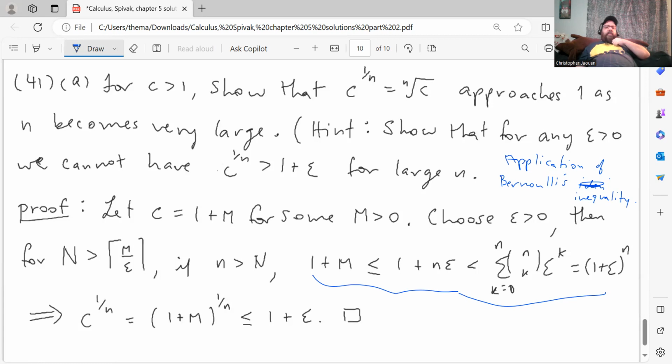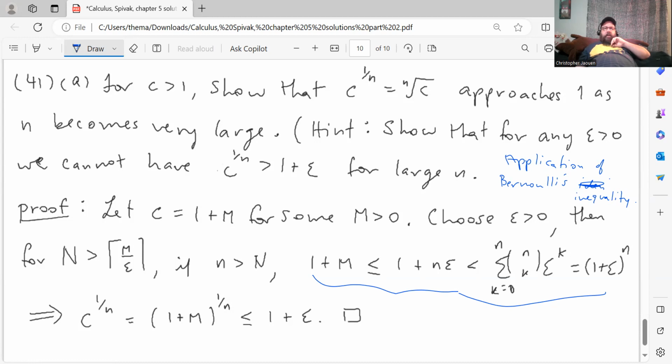So here's the proof. Let C equal 1 plus m for some m greater than 0. Choose epsilon greater than 0. Then if you choose capital N to be greater than the ceiling of m over epsilon, just to make it an integer, if n is greater than capital N, then 1 plus m is less than or equal to 1 plus n epsilon, which is less than, just by the binomial theorem, 1 plus epsilon to the nth power.